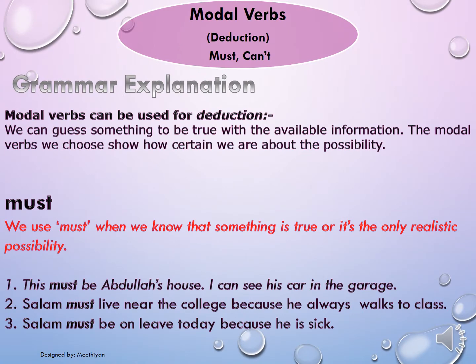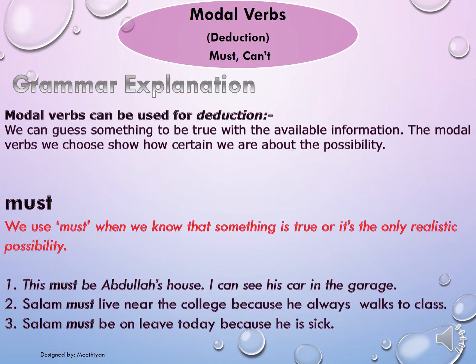As I said, modal verbs can be used for deduction. We can guess something to be true with the available information. The modal verbs we choose show how certain we are about the possibility. Let's take must. We use must when we know that something is true or it is the only realistic possibility.